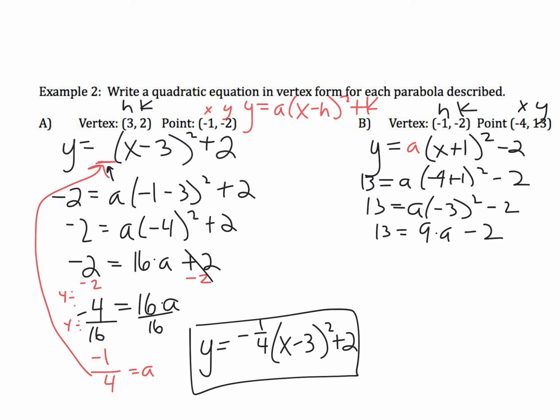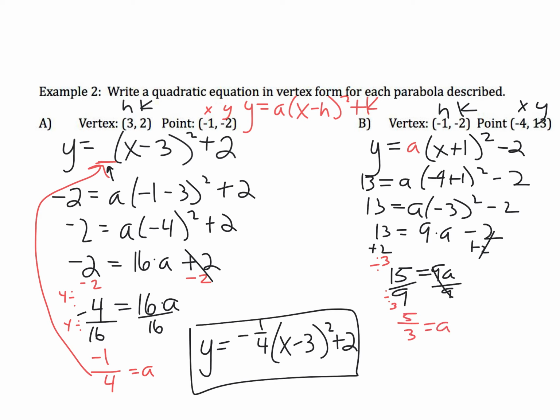Final step is to get a by itself, solve this equation. So we're going to add 2 to both sides. That will give us 15 equals 9 times a. So it's being multiplied by 9. We're going to divide by 9. 15 divided by 9, I cannot divide and get a whole number, so we are going to simplify. I can divide both by 3. When we divide them both by 3, we will end up with 5/3 as my a value.